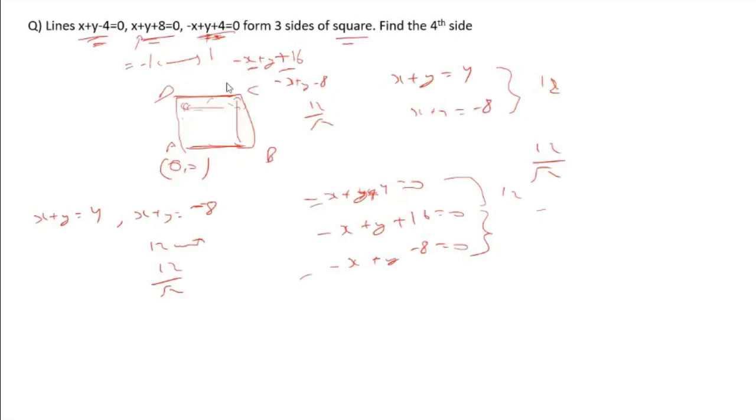Again, just identifying which lines are parallel and what the jump is between those lines. So a similar jump will be on the 2 other lines as well, and the distance between them would be the formula that we already studied, the jump upon the root over a square plus b square. So in this case, it was 4 plus 8 over root 1 square plus 1 square. So the 4th side, and again, the important point is that there will be 2 cases here.